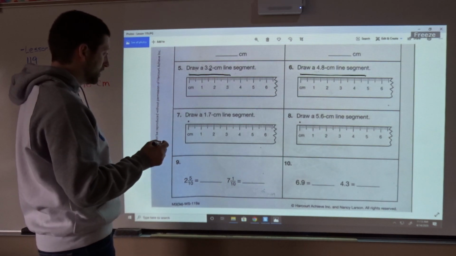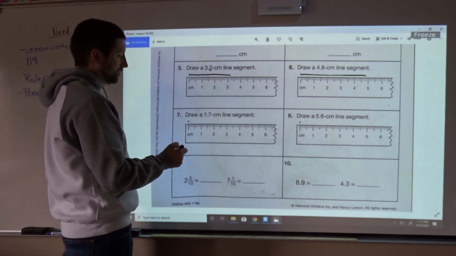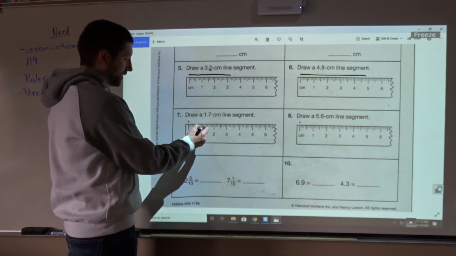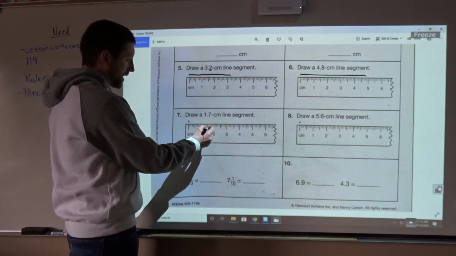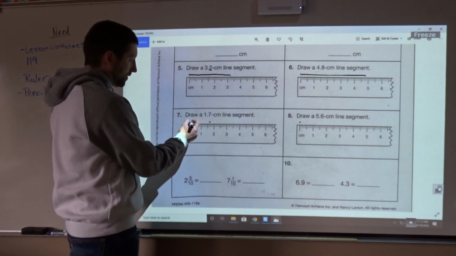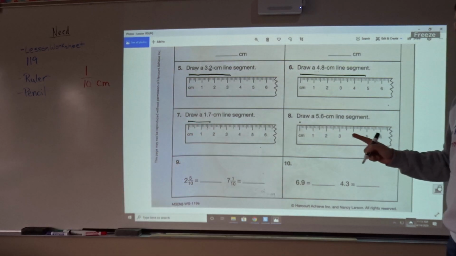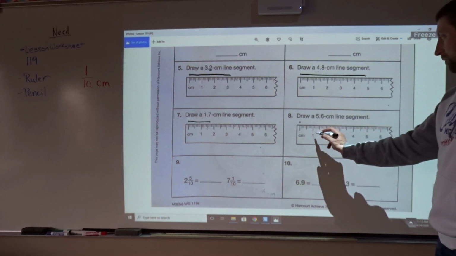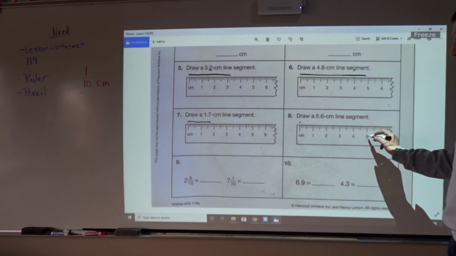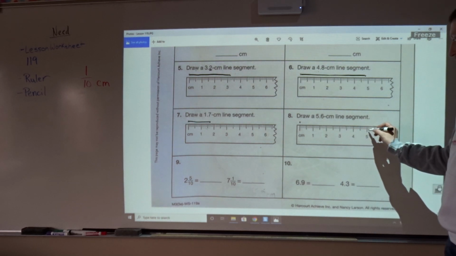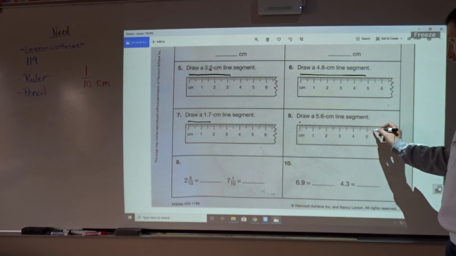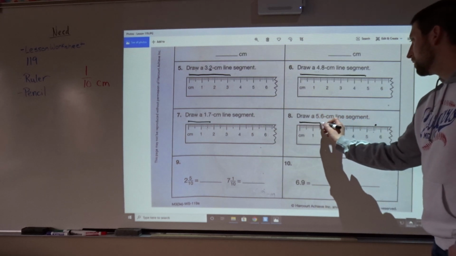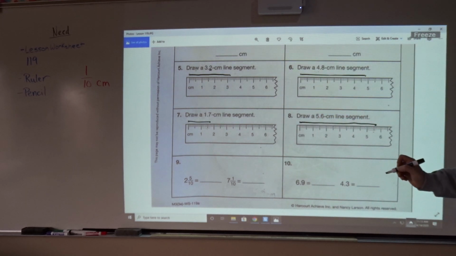Welcome back. 1 7/10 centimeters. Okay, so here's 1. And then I need to count 7 little lines after that. 1, 2, 3, 4, 5, 6, 7. Put a dot above that. I connect them. Draw a 5 6/10 centimeter line segment. Well, 1, 2, 3, 4, 5. And then 6 extra millimeters. 1, 2, 3, 4, 5, 6. Put your dot there where it goes. And connect the 2 by drawing a straight line segment.